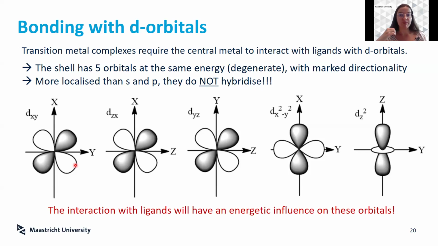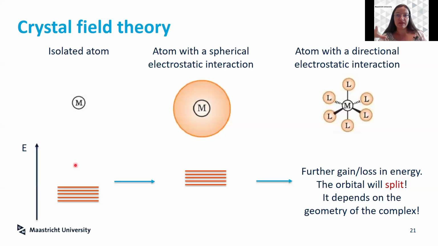They do not hybridize. So in a first approximation, we must consider that we cannot make a hybrid of the orbitals. This is not physical. We're not going to do it. We are not going to use valence bond theory, but we must still know how the interaction of the ligand is influencing these orbitals energetically, because something must be happening. We know the complexes are there and are formed. So what happens? A general theory that is applied here is what is called the crystal field theory.